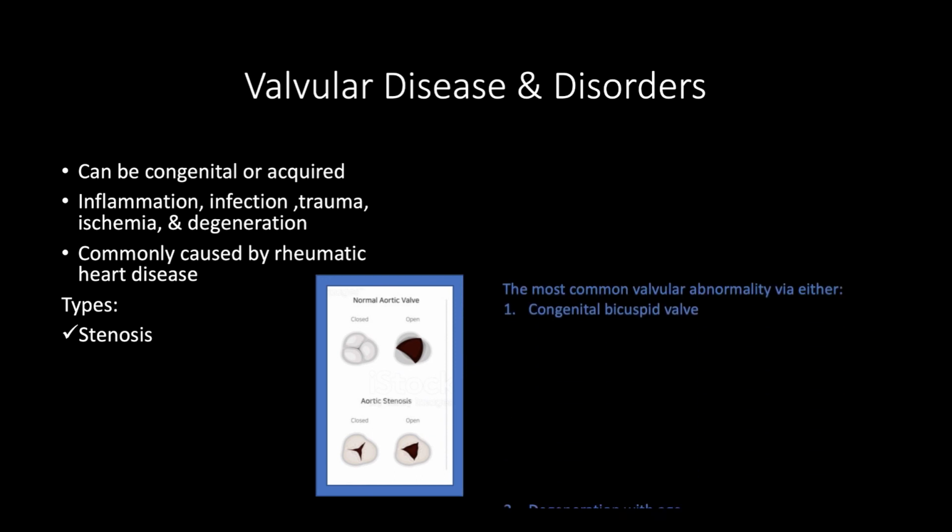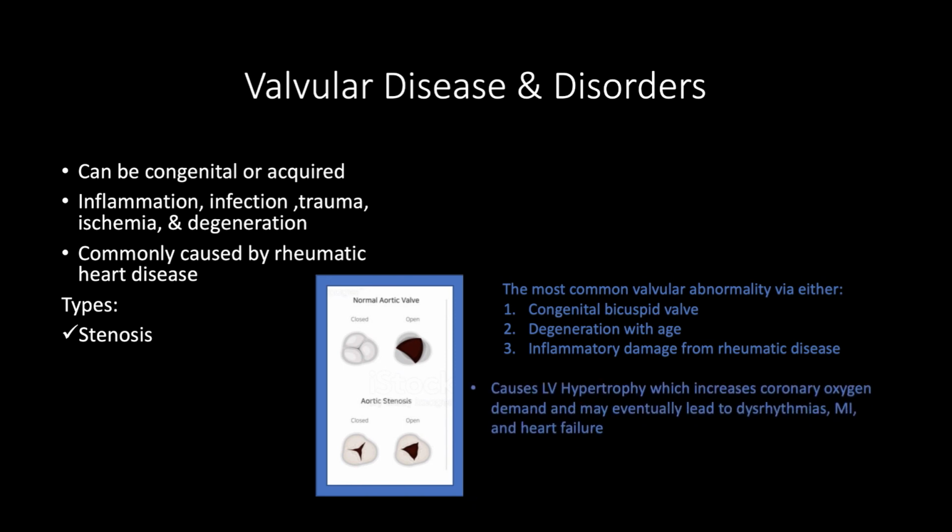With the aortic valve, it can either be congenital. Instead of having 3 leaflets, the person is born with just 2 and it becomes a bicuspid valve. You can have degeneration with age, or like we were just talking about with rheumatic disease, it becomes inflamed and damaged secondary to that process. This does cause left ventricle hypertrophy, which increases coronary oxygen demand, and it can lead to dysrhythmias, MI, and heart failure.